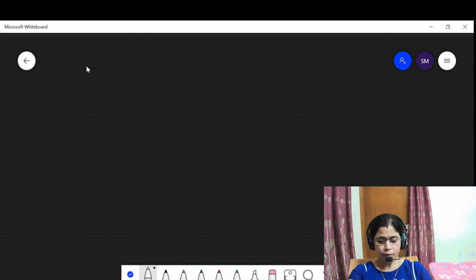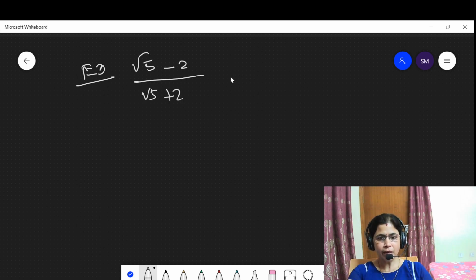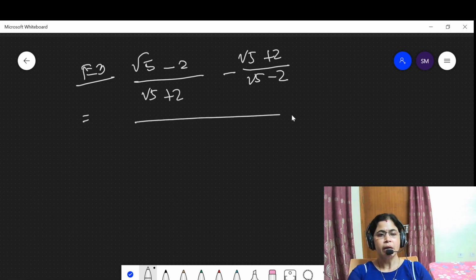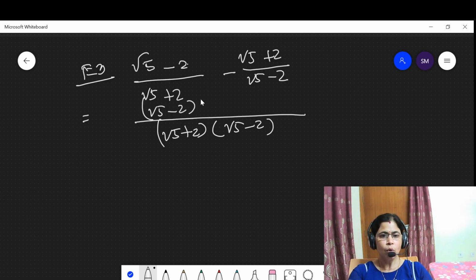You have to simplify: root 5 minus 2 upon root 5 plus 2, minus root 5 plus 2 upon root 5 minus 2. Take the LCM as root 5 plus 2 into root 5 minus 2. Then root 5 minus 2 into root 5 minus 2 is root 5 minus 2 whole square.